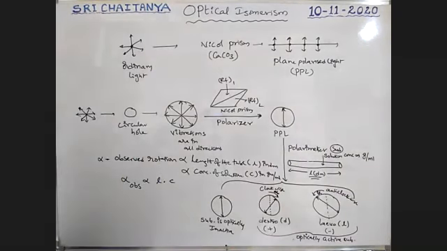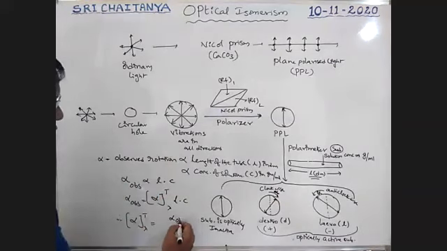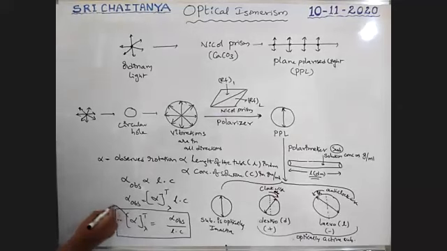So this gives alpha observed equal to some constant, which is called the specific rotation, boys, at a particular wavelength of the polarized light and at a particular temperature, times L into Cn. Therefore, alpha lambda T is equal to alpha observed divided by L into Cn. This is the formula used to calculate what we call the specific rotation.